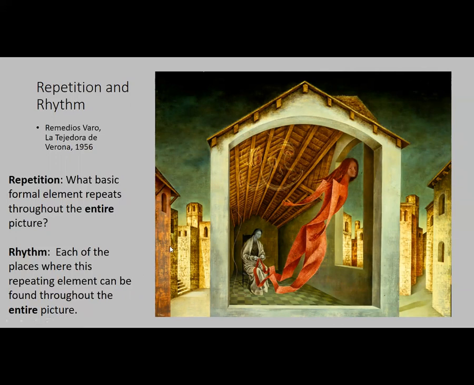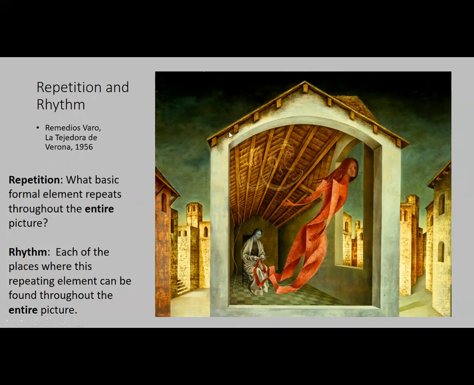To describe the rhythm, I'm going to start on the far left. There are rectangular shapes in the buildings on the far left. There are rectangular shapes in the steps on the far left. If we move toward the middle, this open room has a green toned and green tinted tile floor that has rectangular shapes. The ceiling has rectangular shapes in the beams and the slats.